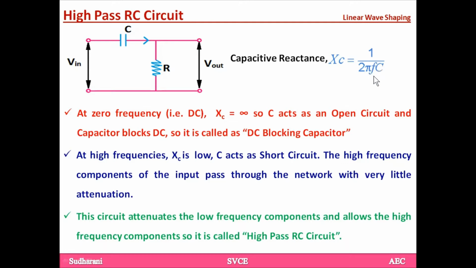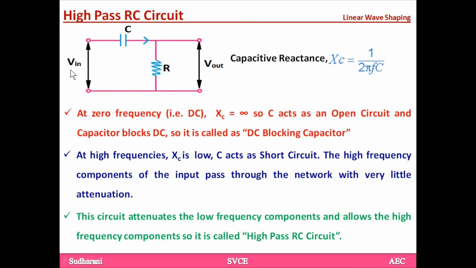So if you consider low frequencies, then what happens? Xc value is very high. Then also it doesn't allow the signal, it provides a maximum attenuation for low frequency signals.